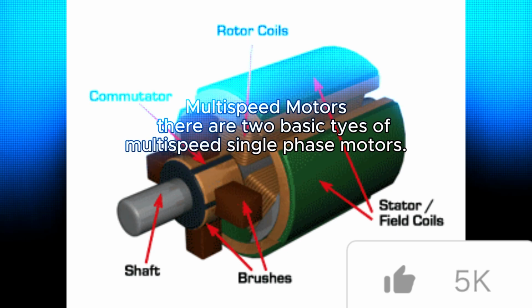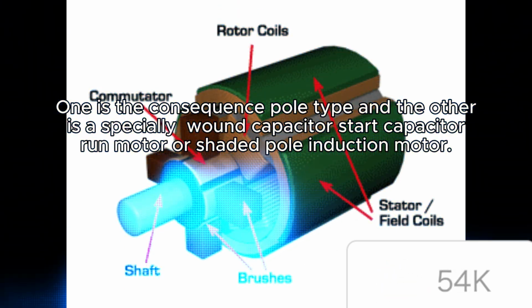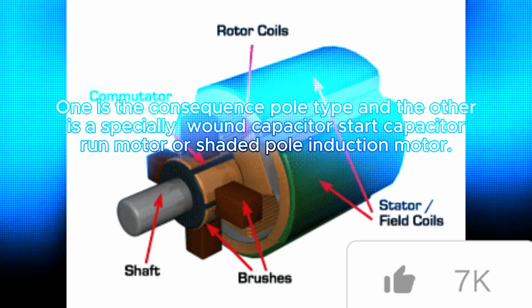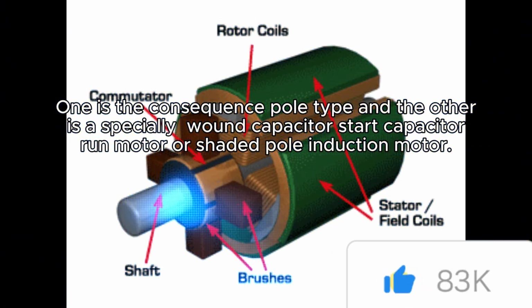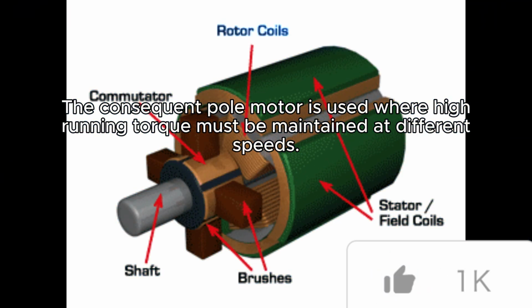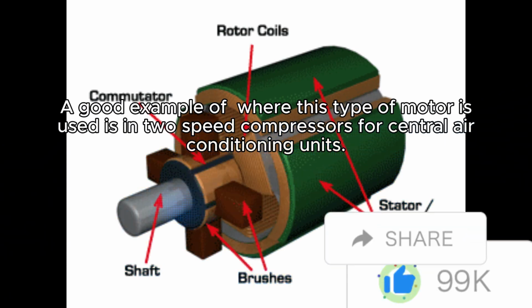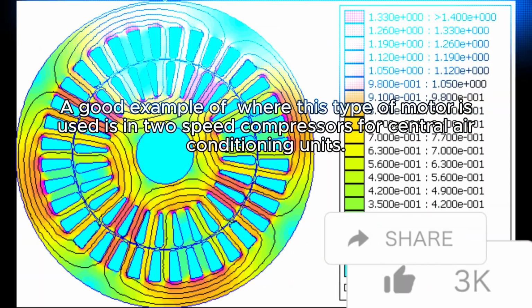Multi-speed motors. There are two basic types of multi-speed single-phase motors. One is the consequent pole type, and the other is a specially wound capacitor start capacitor run motor or shaded pole induction motor. The consequent pole motor is used where high running torque must be maintained at different speeds. A good example of where this type of motor is used is in two-speed compressors for central air conditioning units.